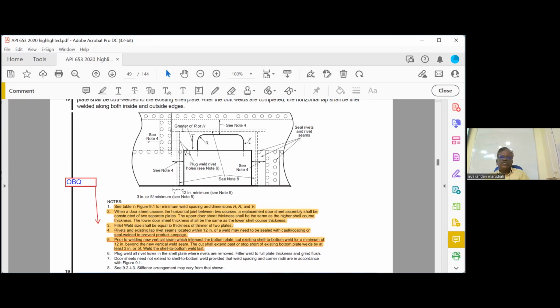If you are putting a door sheet near the riveted seam, then highlight the 5. Prior to welding any vertical seam that intersects the bottom, cut the existing shell to bottom weld for a minimum of 12 inch. We have to cut it. And the cut shell extends past 3 inch or 5 T from the shell to bottom weld.